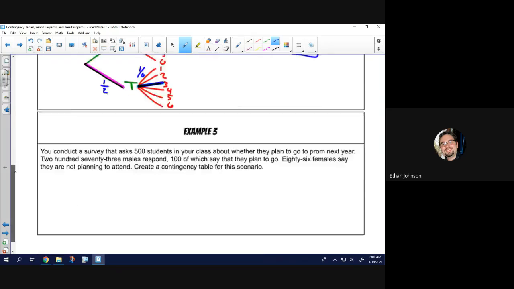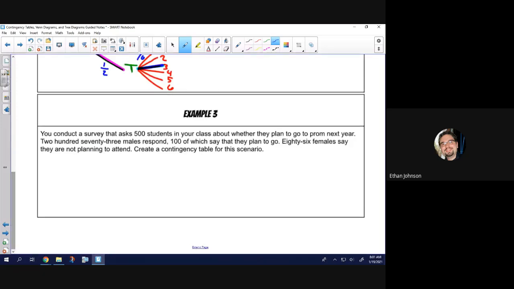Let's look at the last example. Example 3 says you conduct a survey that asks 500 students in your class about whether they plan to go to prom next year. 273 males respond, 100 of which say they plan to go. 86 females say they are not planning to attend. Create a contingency table for this scenario.